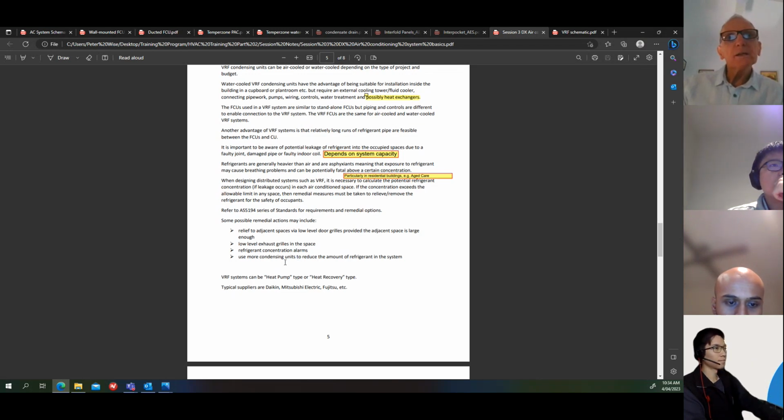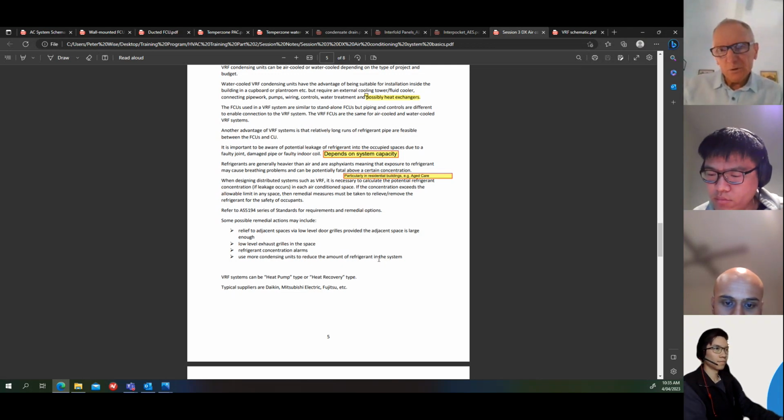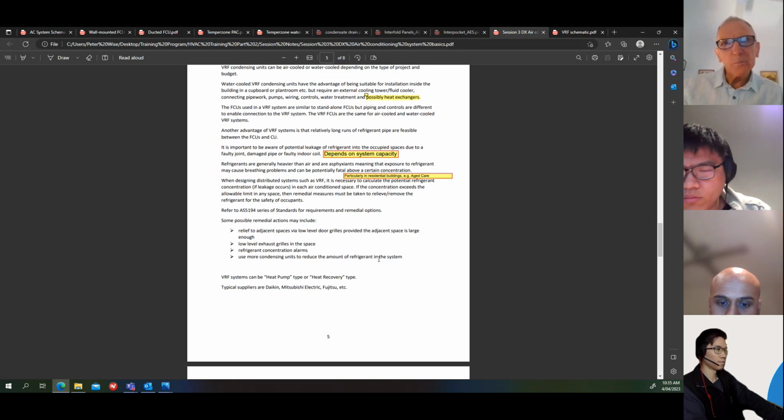It's an option. Now, the other option is you can use more condensing units to reduce the amount of refrigerant in each system. Okay, so instead of having one large one, let's say it's 100 kilowatts, maybe you could go to two smaller ones of 50 kilowatts each and break it up so that you're reducing the amount of refrigerant in the system.